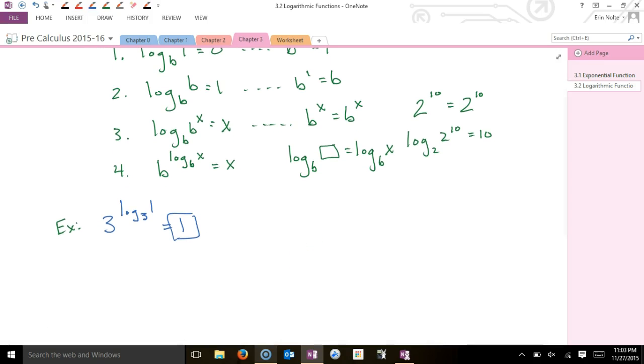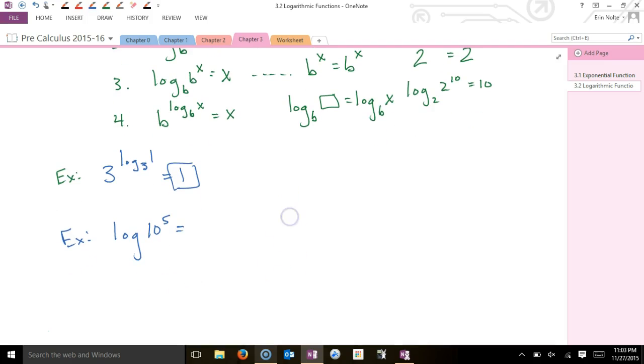Should I keep going with these properties? The log 10 to the 5th. Want to take a stab at that one? Five. Because what's the base when I don't write it? 10. Okay, so if I have a log of base 10 of 10, they cancel out and I'm left with what the exponent is. Awesome.